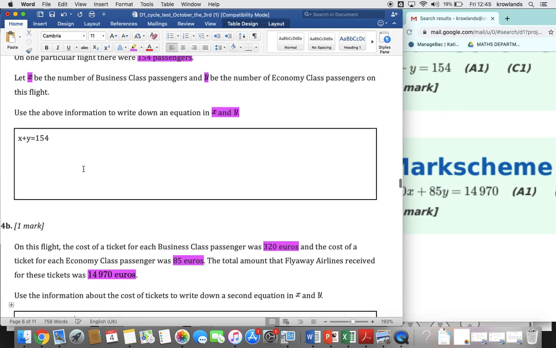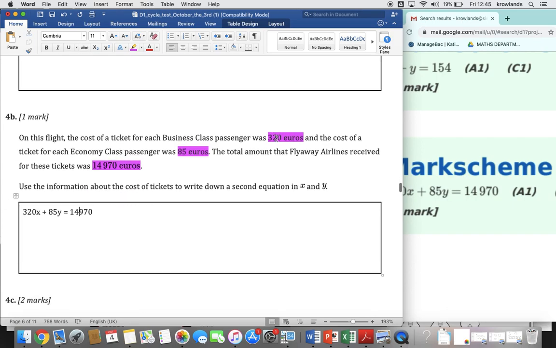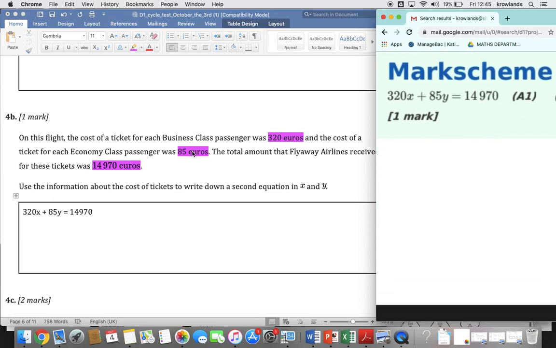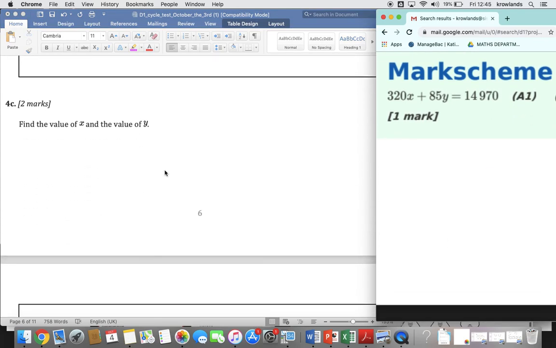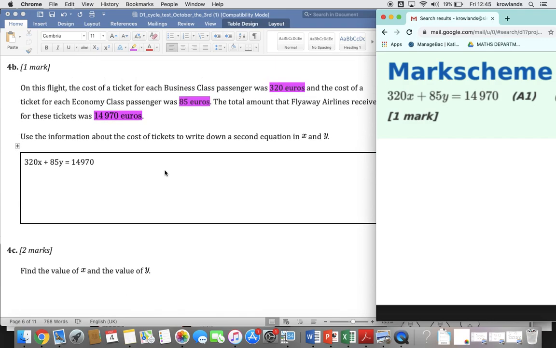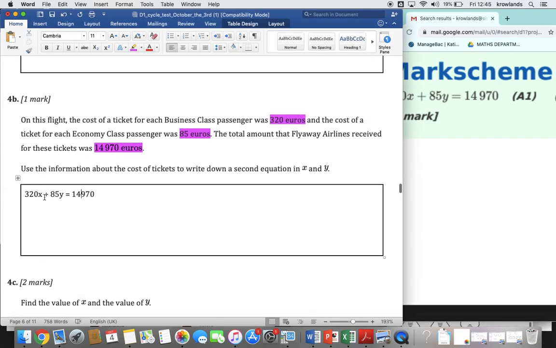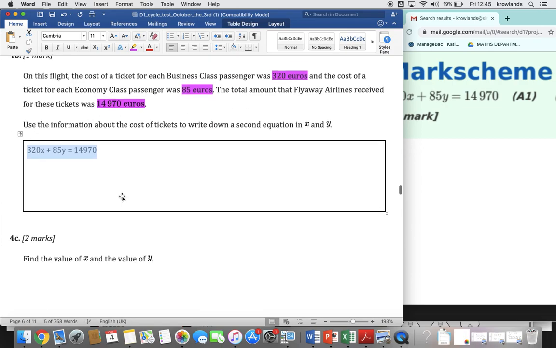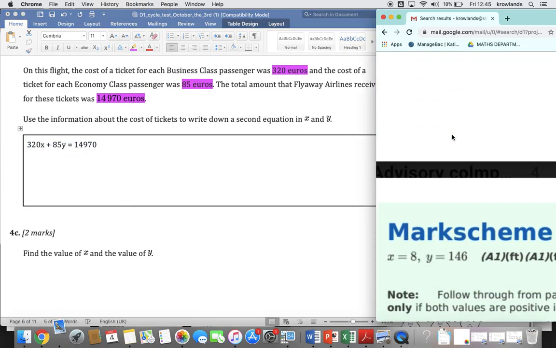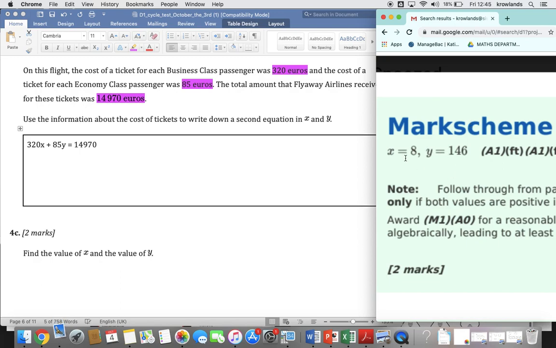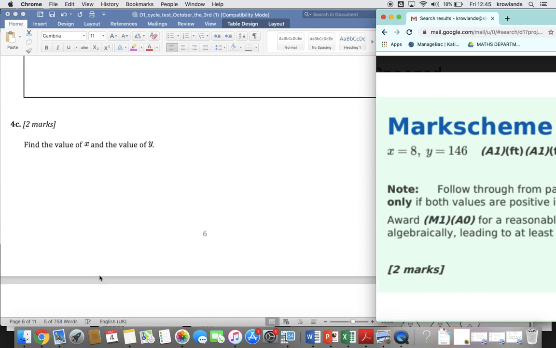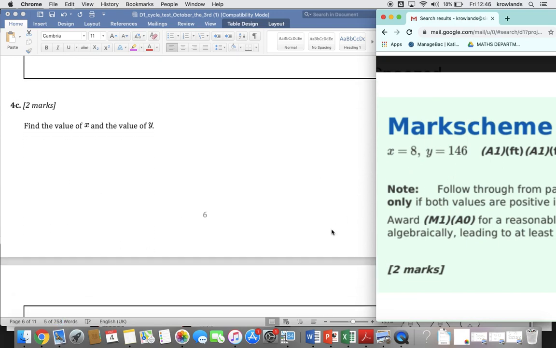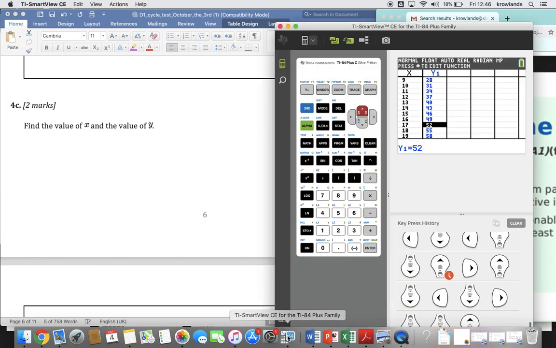So all you need to do is form 2 equations. Now C, all you would need to do now is simultaneously solve. But a lot of you didn't manage to put an answer here, so you automatically lost out on 2 marks because you couldn't do this 1 mark question. So for C, we're looking for this as our answer. X equals 8 and Y equals 146.